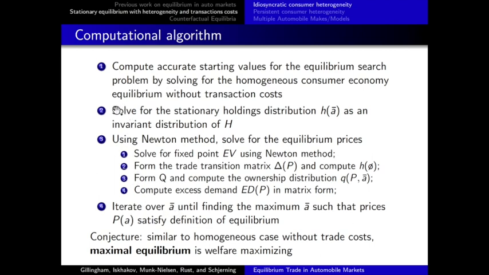You do this again and again. This is really solving for an equilibrium given A bar, but this may not be the optimal A bar, so you have to go back and do it again. You iterate over A bar until you find the maximum A bar such that the prices satisfy the equilibrium condition, that is, they're monotone downwards, between the new car prices and the scrap price. Then we conjecture that this maximal equilibrium is actually welfare maximizing, similar to the homogeneous case, as we also show in the paper.